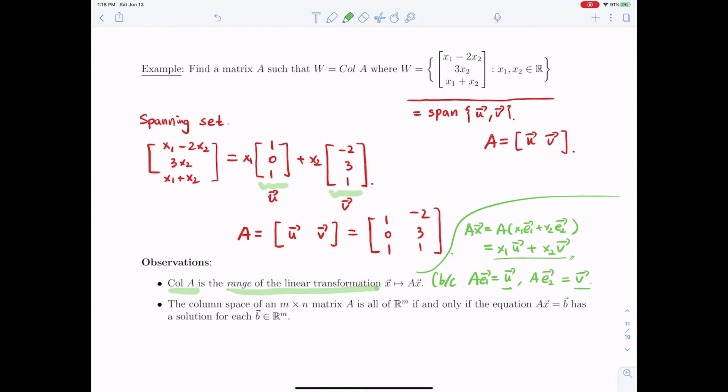And second, the column space of an m by n matrix A is everything if and only if the range is everything, which happens if and only if A is onto. That is equivalent to saying the given matrix equation Ax equals b has a solution for each b in R to the m.